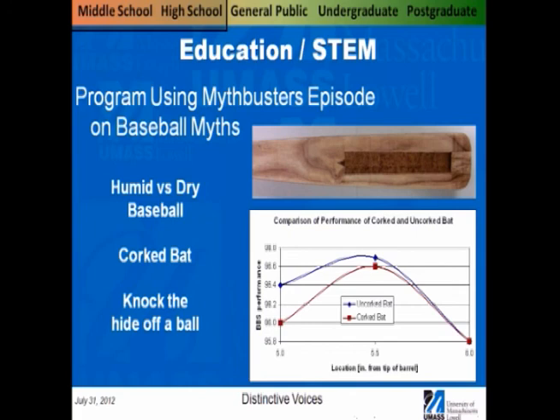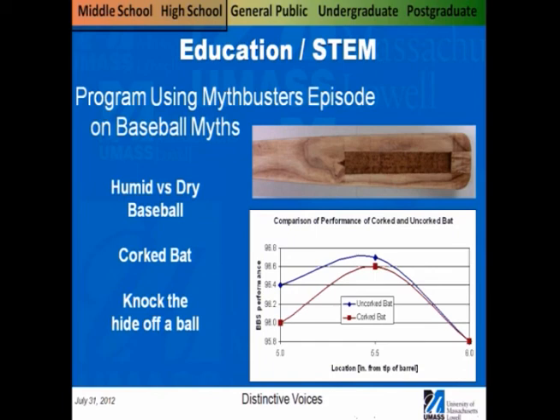This one we developed for a seventh grade program where we're myth-busting the Mythbusters episode on baseball myths. It's a tongue twister, but they looked at some interesting things like humid versus dry ball. And they did a really good job with that one, and we've replicated it for these seventh graders and had them participate in the experiments. This program takes about 3 hours.